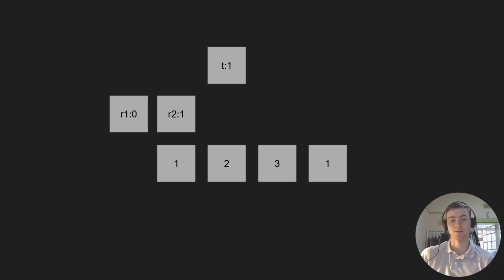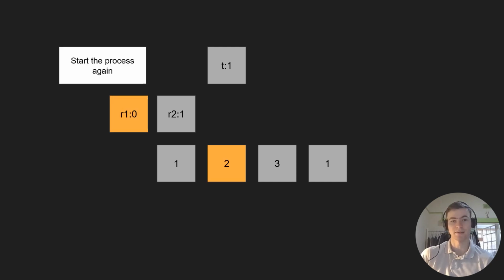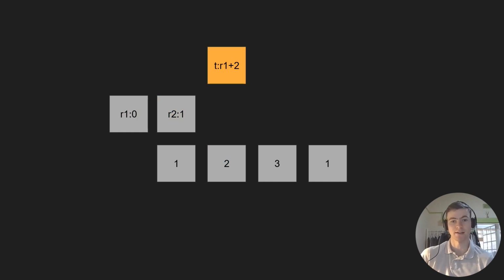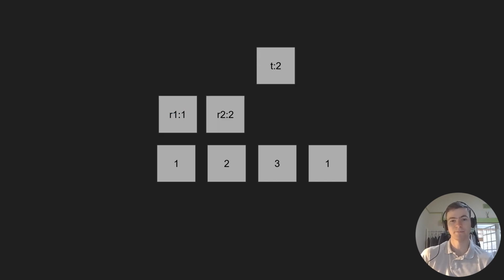Then we do the exact same process. Which is larger, R1 plus the current number or R2? In this case, again, it's R1 plus the current number. We're going to update T, update R1 to R2, and update R2 to T. We're going to check if we can move, and we move.